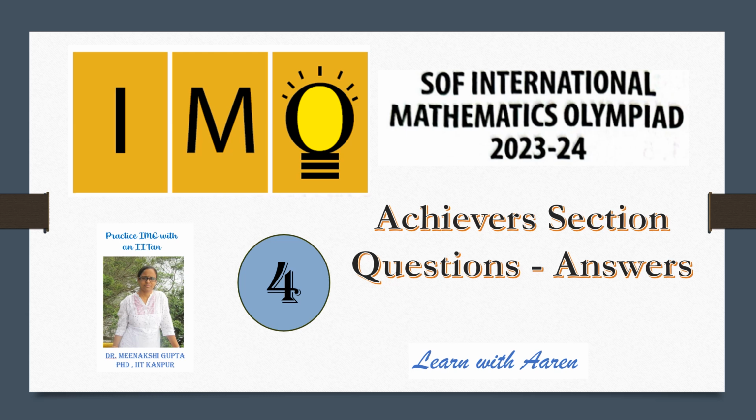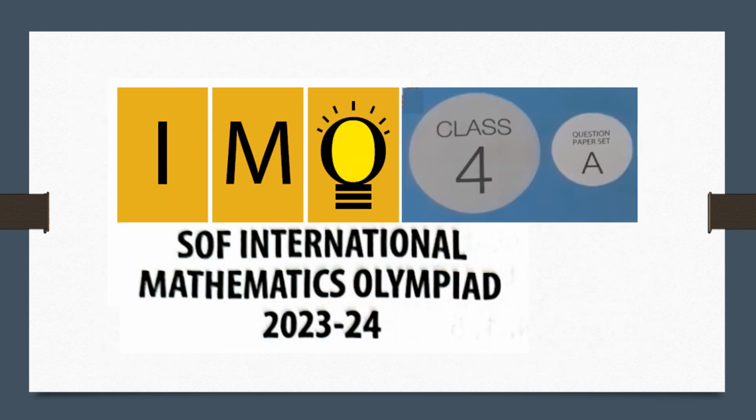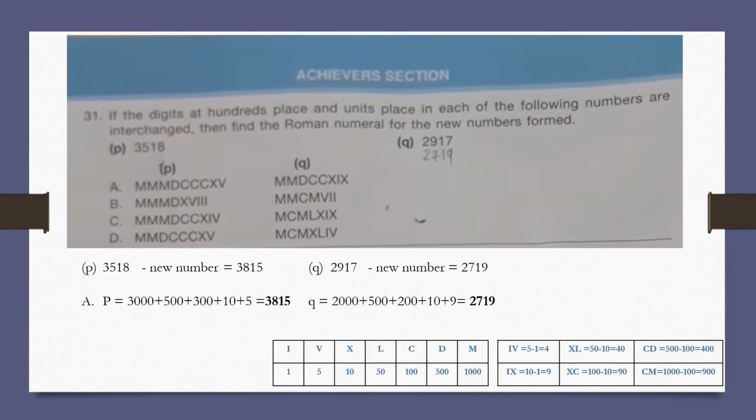Today we will solve Achiever section questions of 2023-24 paper for class 4. Let's see the questions of set A. Now we are in Achiever section.